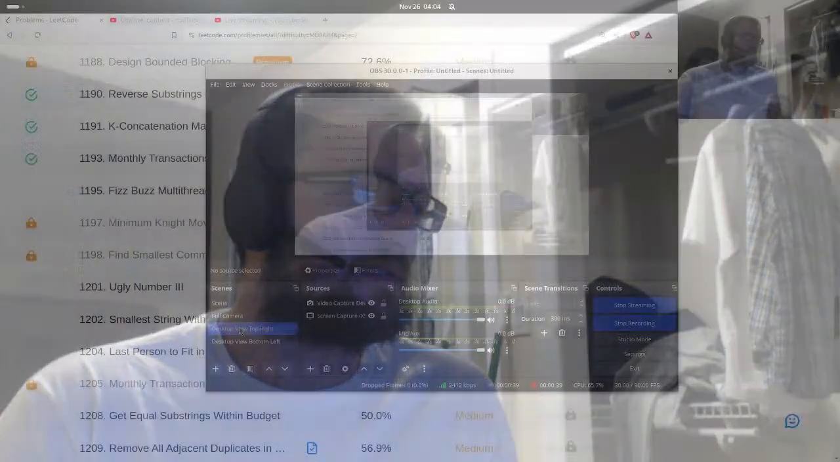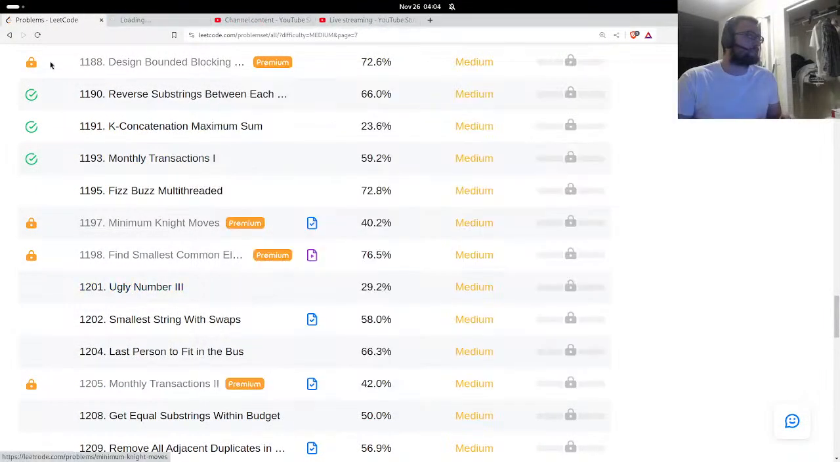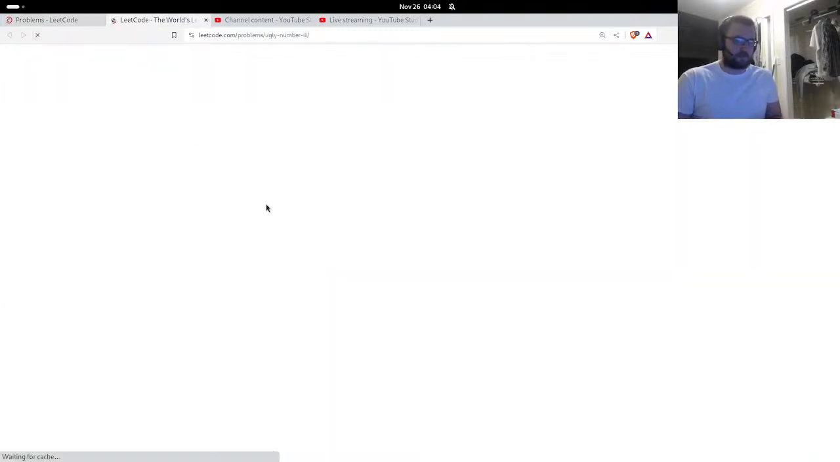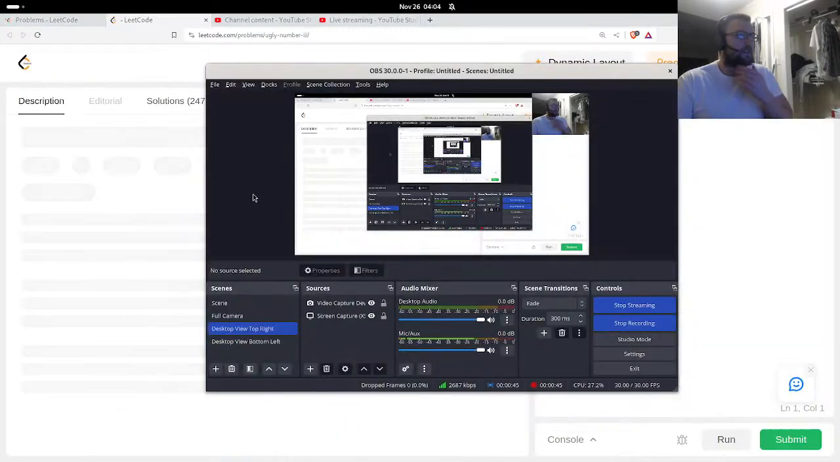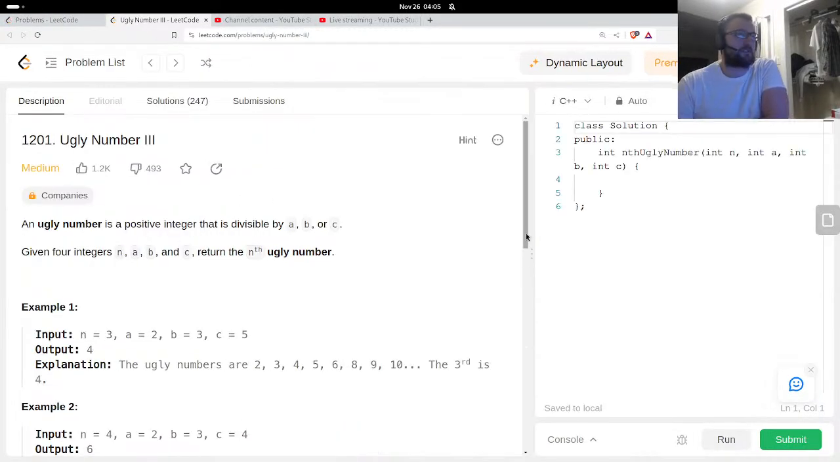So here we are. This is going to be number 1201 on LeetCode, Ugly Number 3. Let's go ahead and get it going. Glad I got that other question done because I got stuck on that for hours and finally realized the solution that would be reasonable. An ugly number is a positive integer that is divisible by a, b, or c. Given 4 integers n, a, b, and c, return the nth ugly number.